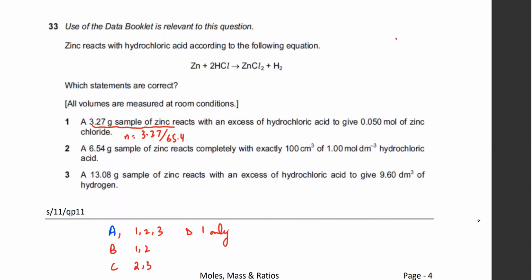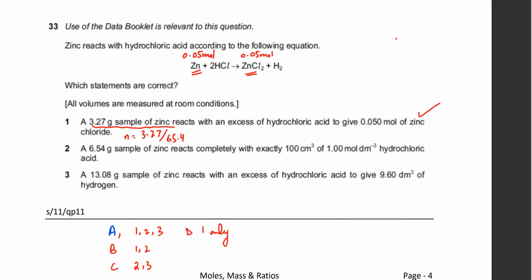So the first statement says that I've got 0.05 moles of zinc, and he's saying it reacts with an excess of hydrochloric acid to give 0.05 moles of zinc chloride. So it's 1:1. Zinc and zinc chloride is 1:1. So theoretically, you should get 0.05 moles. So there is absolutely nothing wrong with the first statement. The first statement is absolutely correct.